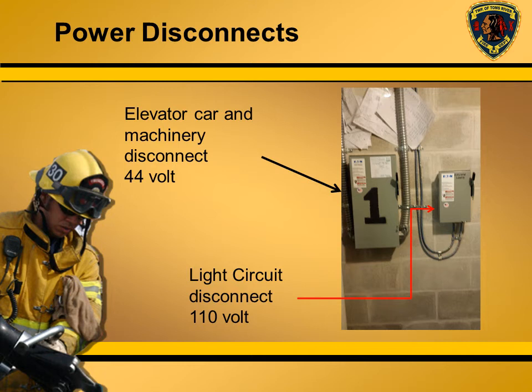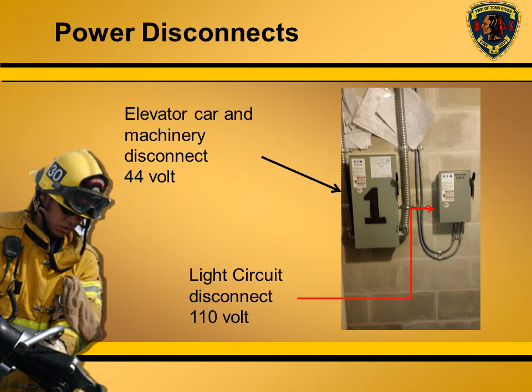The power to elevator equipment is usually broken down between 440 volt and 110 volt. The car operation is powered by high voltage 440 circuitry. Ventilation fans and lighting inside the car are powered by 110 volts.